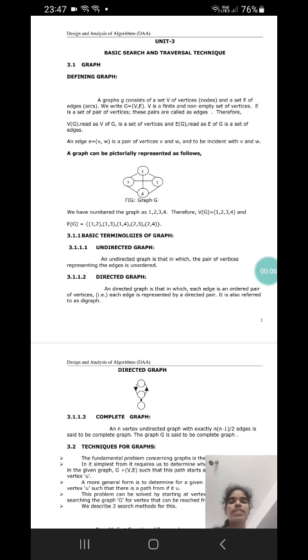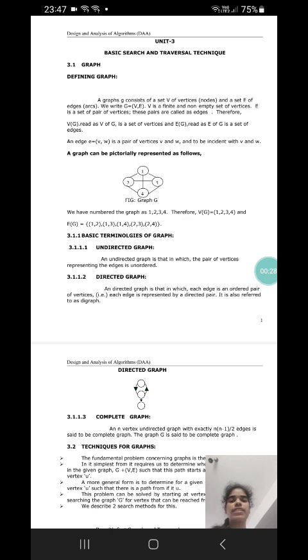212H1A3072. Now I am discussing graph and basic terminologies of graph. First, what is a graph? A graph G consists of a set of vertices or nodes and a set of edges. We write G = (V, E). V is a finite and non-empty set of vertices. E is a set of pairs of vertices. These pairs are called edges.